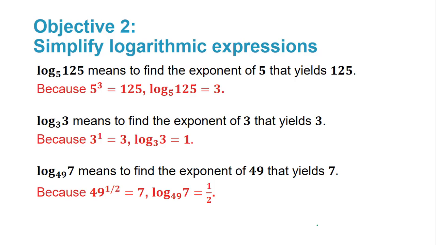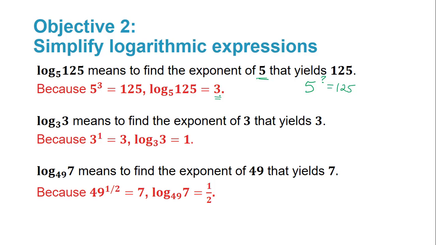If we see the expression log to the base 5 of 125, that means to find the exponent of 5 that yields 125. That is, we're thinking 5 to what exponent gives us 125? Well, because 5 cubed is 125, the log to the base 5 of 125 is 3. So remember, logarithm is exponent.